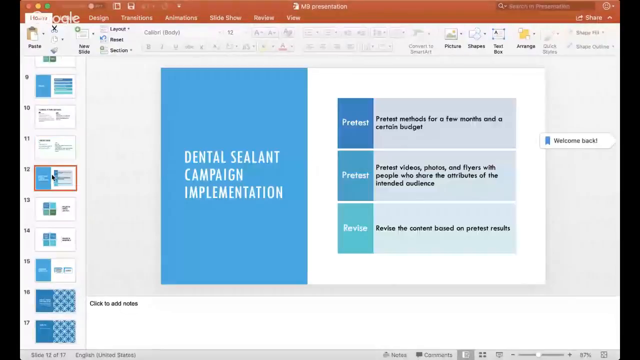Moving on to the next slide. So how would the dental sealant campaign be implemented?